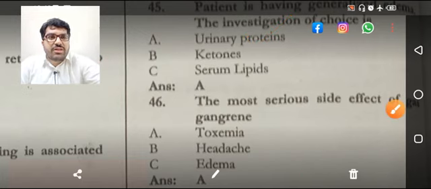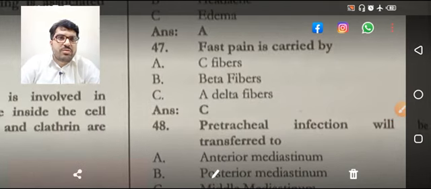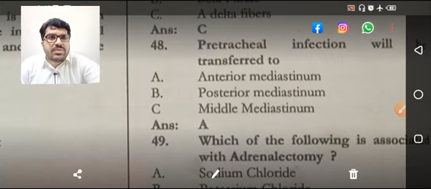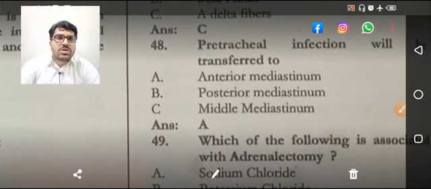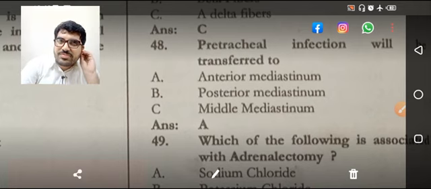The most serious side effect of gas gangrene is toxemia. Fast pain is carried by A delta fiber. Pretracheal infection will transfer to anterior mediastinum. Now we have two mediastinum, superior and inferior. The inferior is then divided into anterior, middle and posterior. So if there is a pretracheal infection, that will spread into the anterior mediastinum.